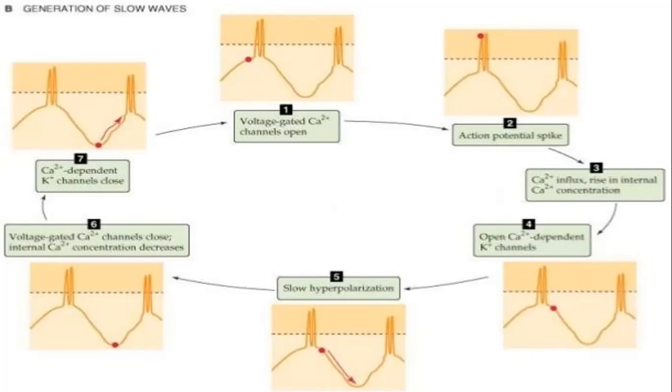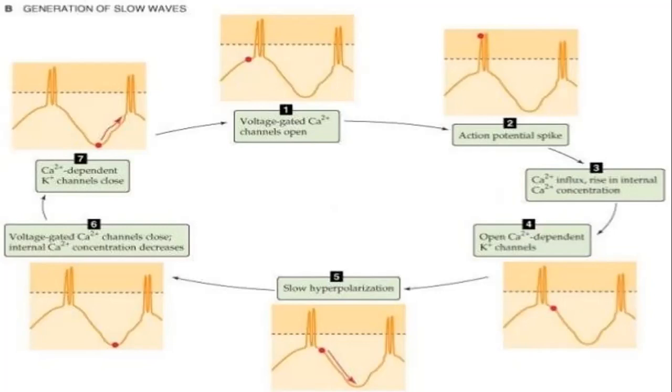Now, as calcium has entered into the cell, what happens? Calcium influx causes internal calcium to increase. The concentration of calcium inside the cell has now increased. In figure 4, what happens? Increase in intracellular calcium causes opening of a group of potassium channels, which are calcium dependent potassium channels. And this causes slow hyperpolarization of the membrane. You see the figure 5, slow hyperpolarization of the membrane.